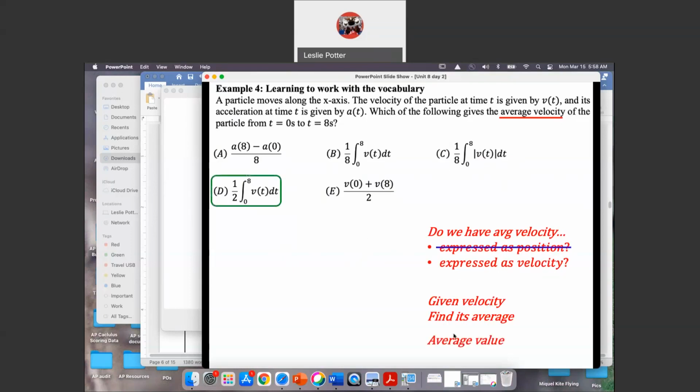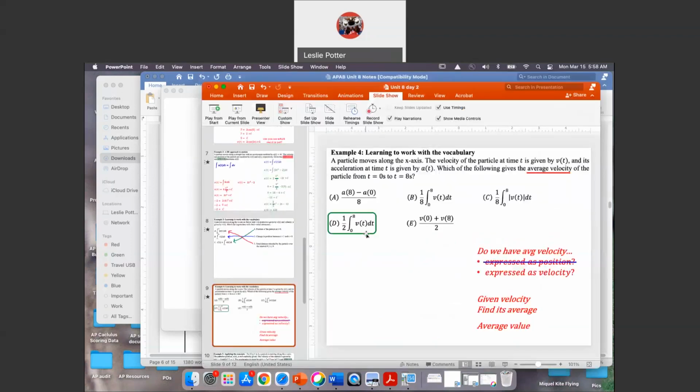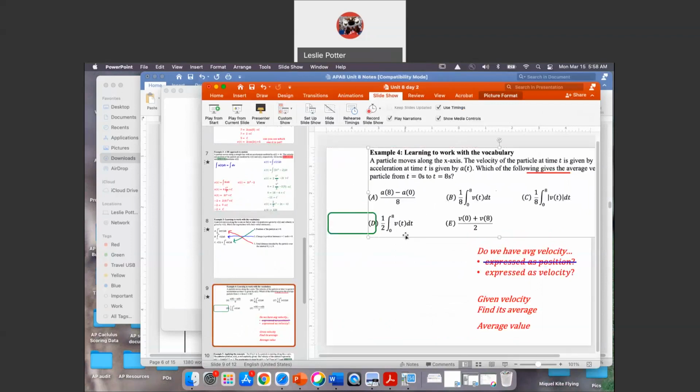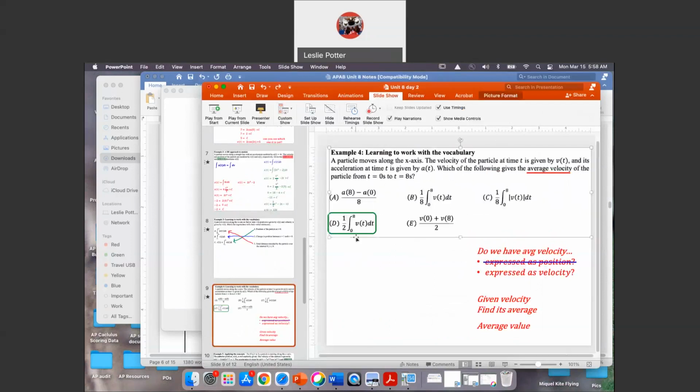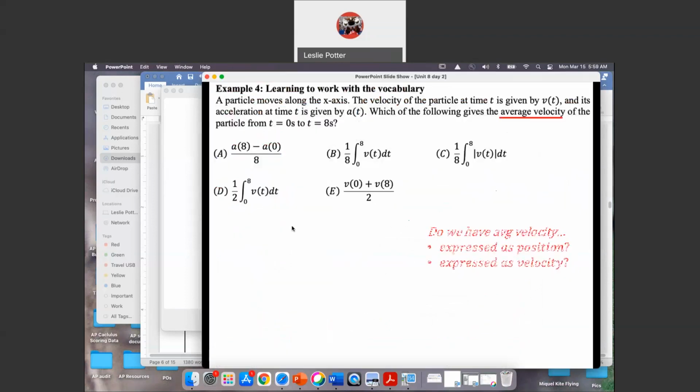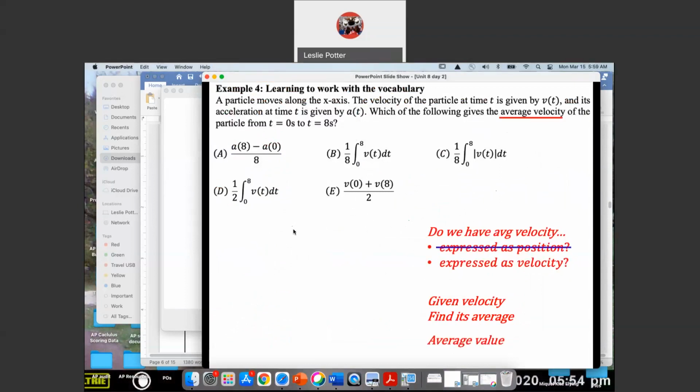It's an average value. Oh, and I have the wrong one circled. That's terrible. So sorry about that. And it should be that one. There we go. And it should be that one, right? Our domain is from 0 to 8.